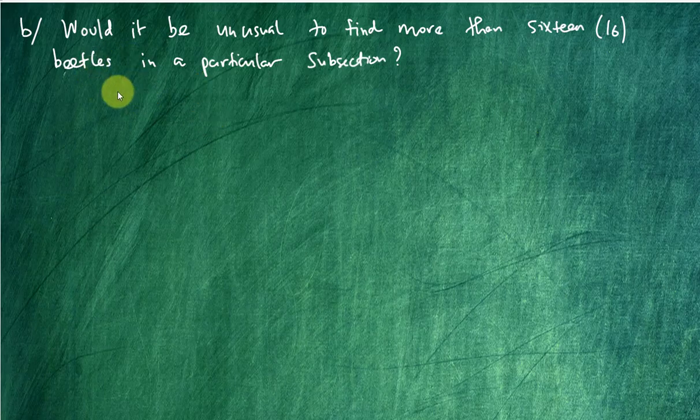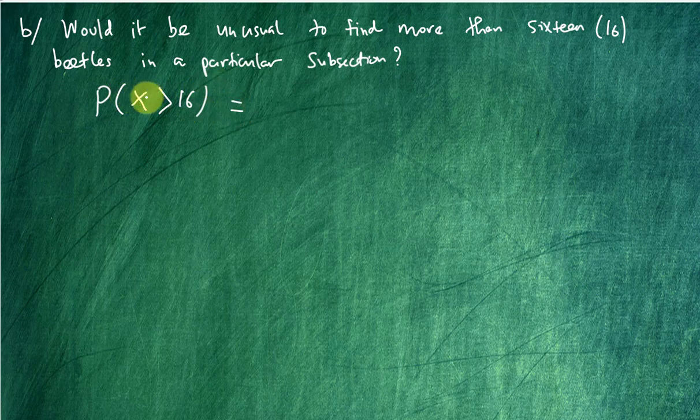And okay, now we have the last part of this question, part B. Would it be unusual to find more than 16 beetles in a particular subsection? So they are looking for P of the random variable x to be bigger than 16. So you are looking for if this is unusual to find more than 16 beetles in a particular subsection. So what we can do now is we are looking for the probability of x is bigger than 16. So now we can find this by using the complement rule.